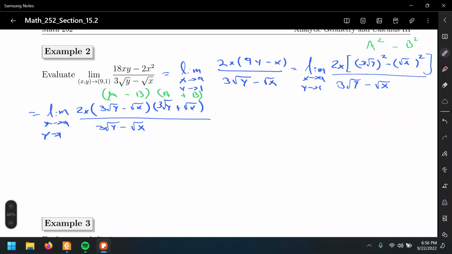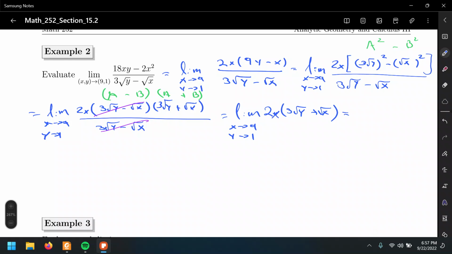Cancel the factor 3 root of y minus root of x, which is in fact the factor causing the troublesome 0 over 0. So once we clear those two factors, we're safe. X approaching 9, y approaching 1. That's 2x times 3 root of y plus root of x. And we're good to go and plug in our values.